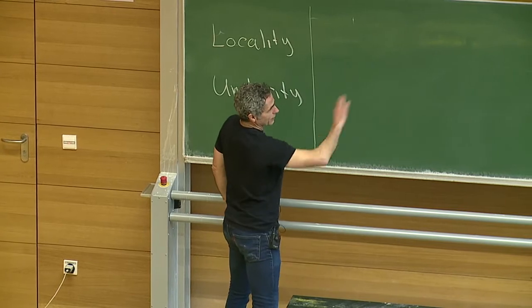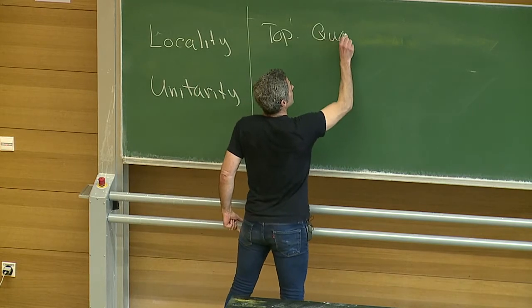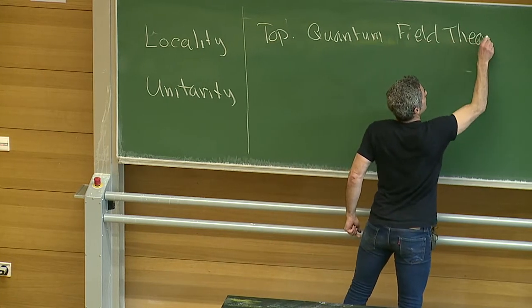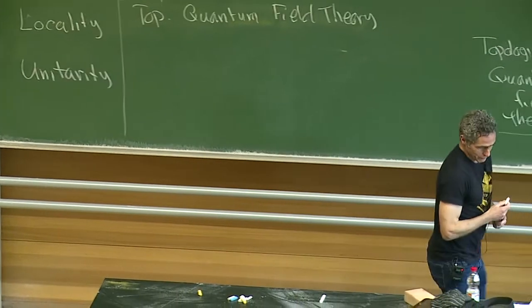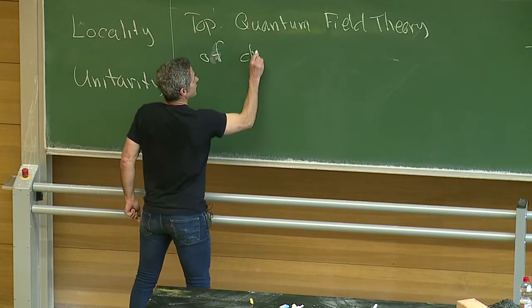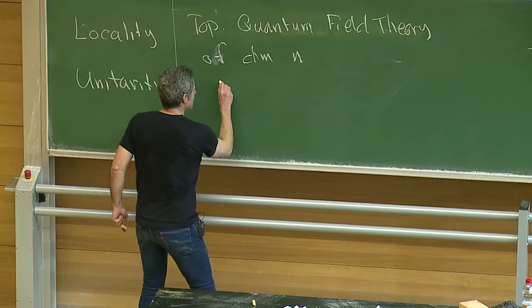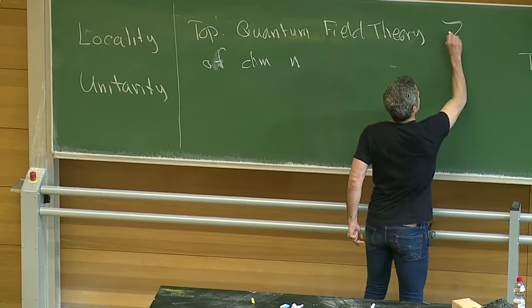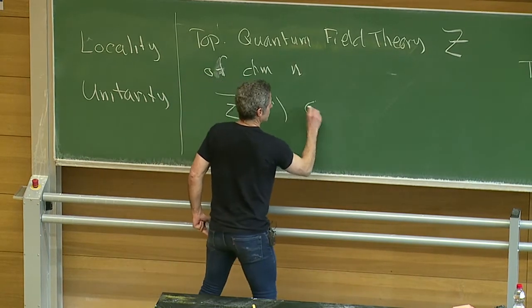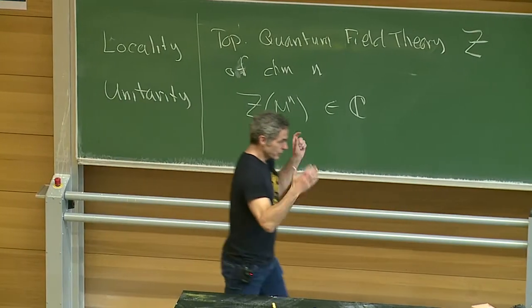So for that, I want to talk about this notion of a topological quantum field theory. So what's a topological quantum field theory? It's something that has a dimension, of dimension n. A topological field theory is something I'll call Z, and it associates to every n-manifold a complex number. And you're trying to calculate this complex number, but you're trying to do it locally.